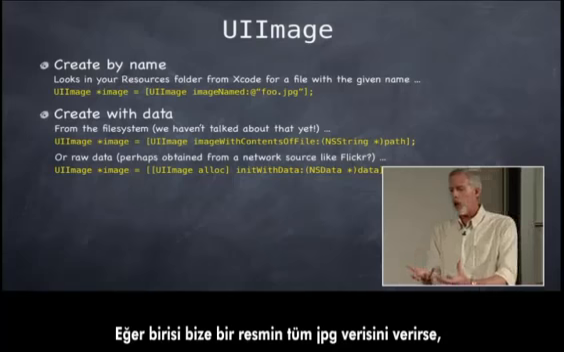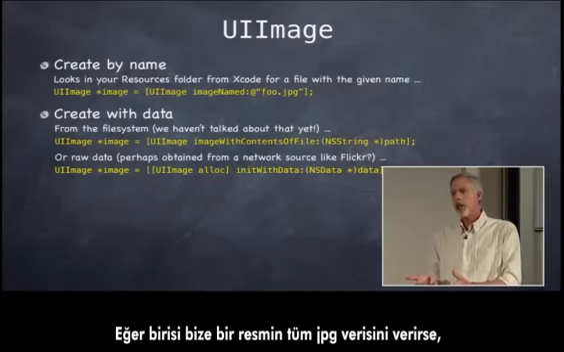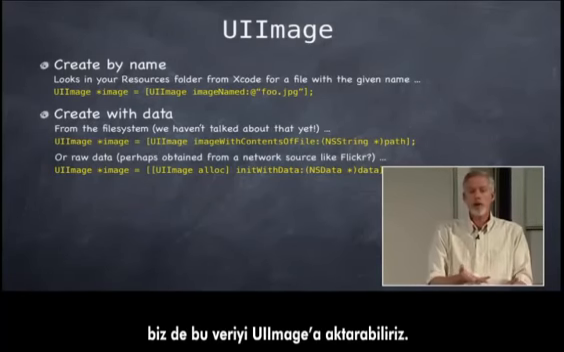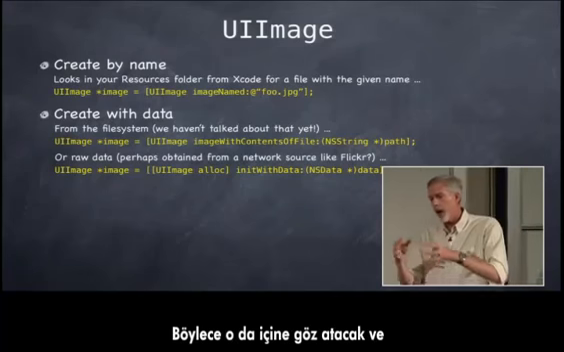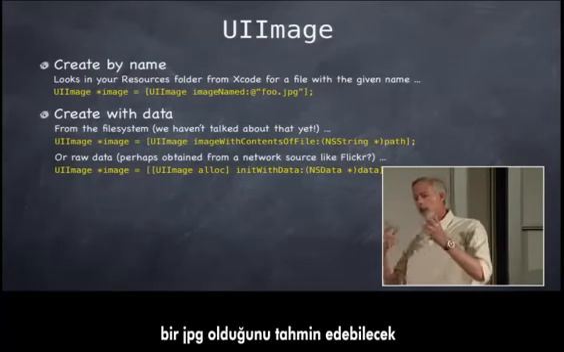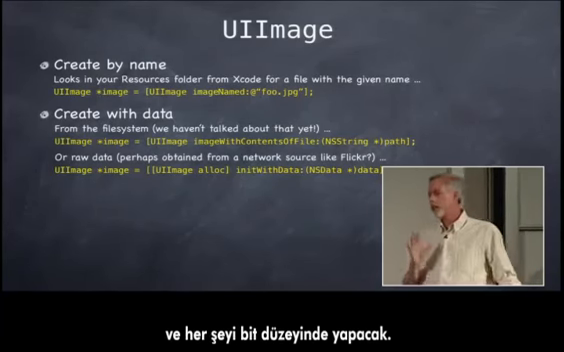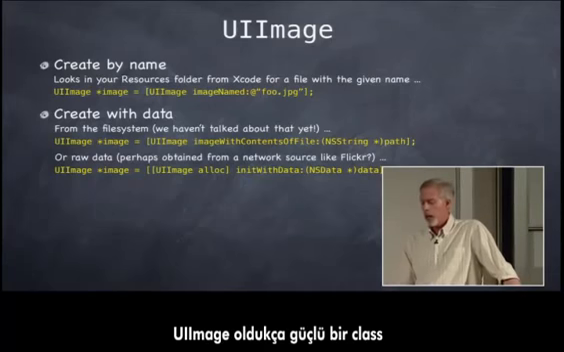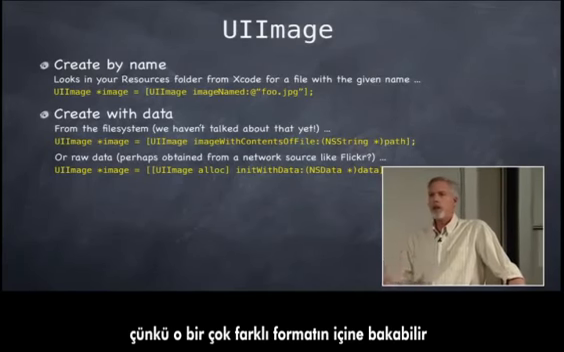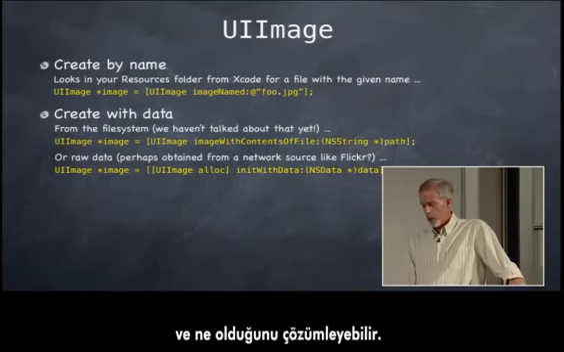If someone gives us all the JPEG data for an image, we can actually pass that data off to UIImage, and it'll look at it all, figure out that it's a JPEG, do all the right things with the bits and everything. It's really quite a powerful class, UIImage, because it's able to look at all kinds of different formats and figure out what's going on.